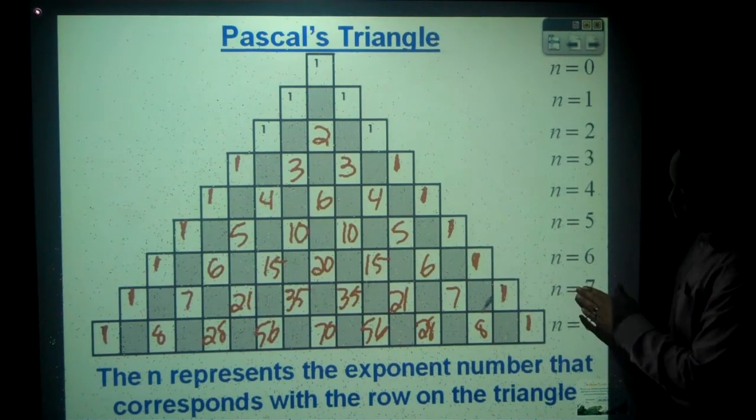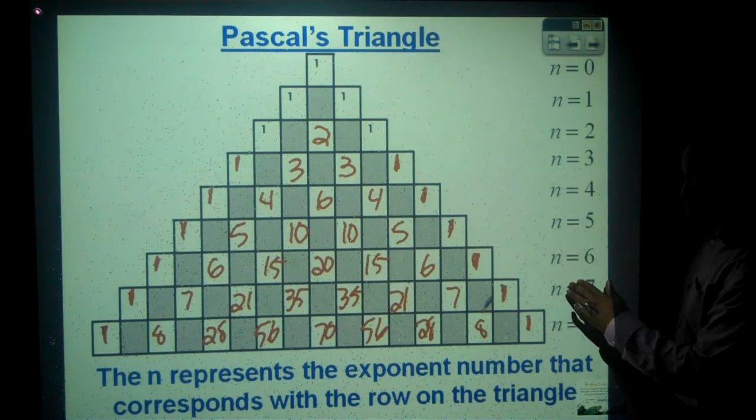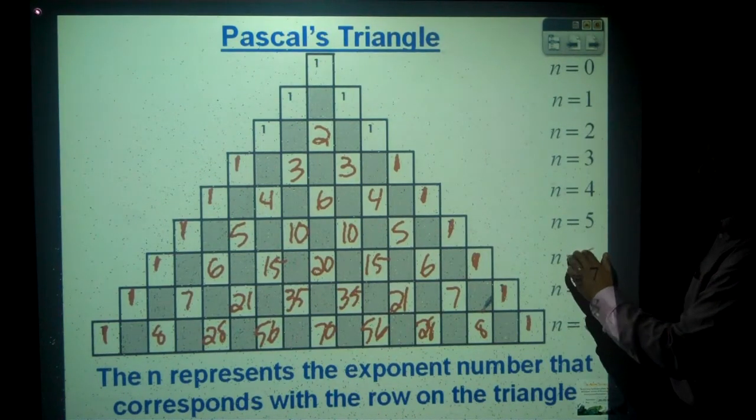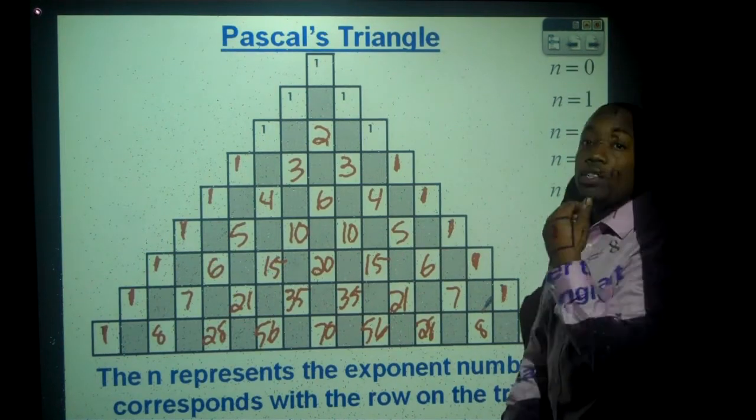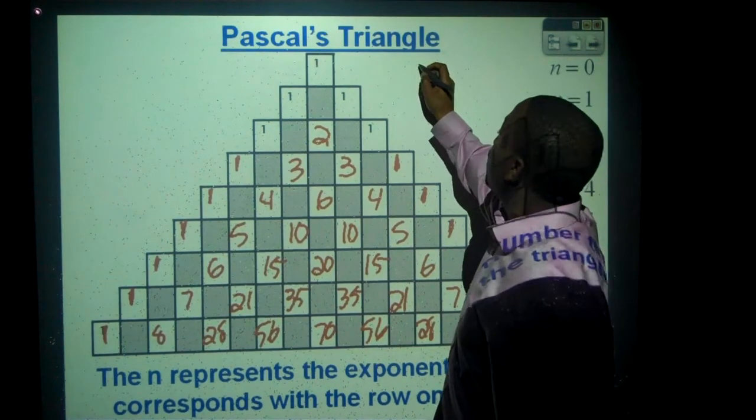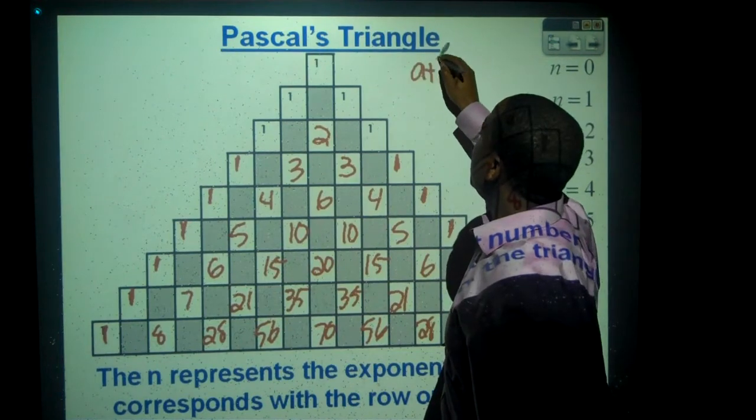These are the certain levels that we got. This is level 8, 7, 6, 5, 4, 3, 2, 1, and 0. So these coefficients come into play for this, for example, this.